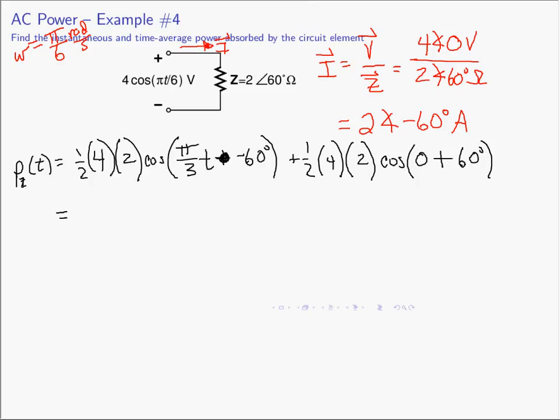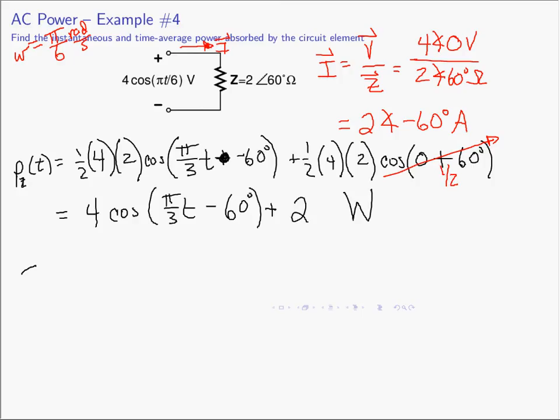And so we evaluate this, and we will see that we end up with the instantaneous power is 4 cosine of pi over 3 t minus 60 degrees, plus, and over here we have the cosine of 60 degrees, and this evaluates to 1/2, and so we end up with simply 2, and the units for this will be watts.